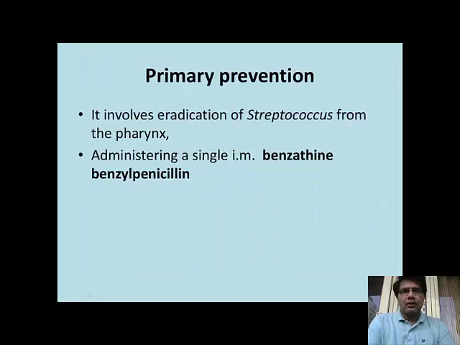Then primary prevention, ideally, involves eradication. As I told, for every sore throat, ideally a throat swab should be done. If you are not able to do a throat swab, do a titre and give penicillin.